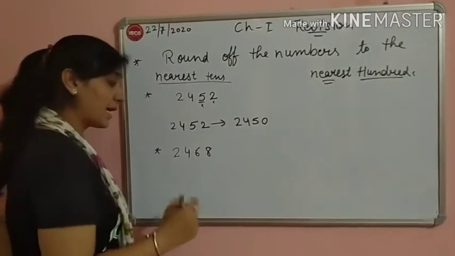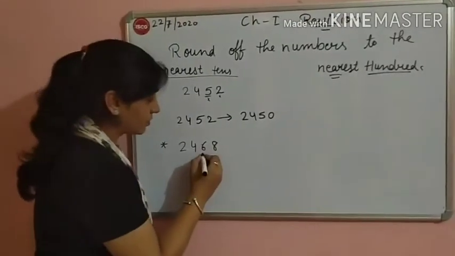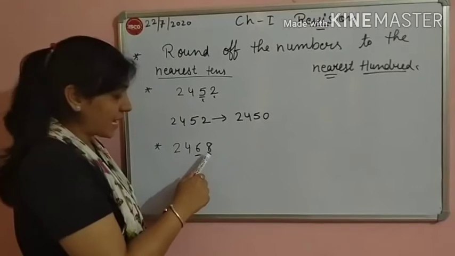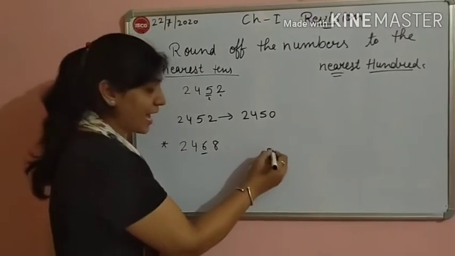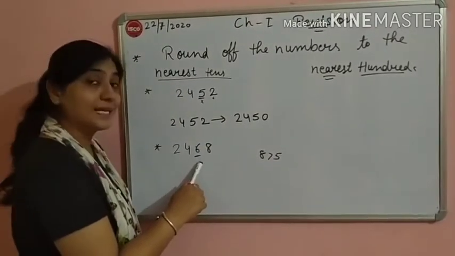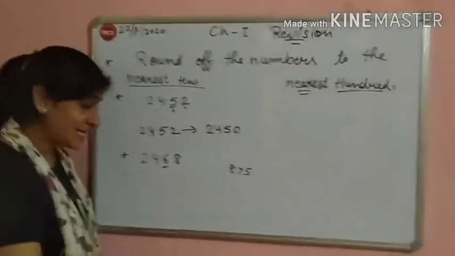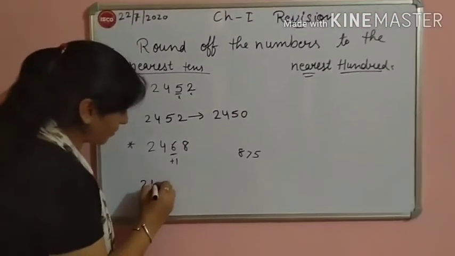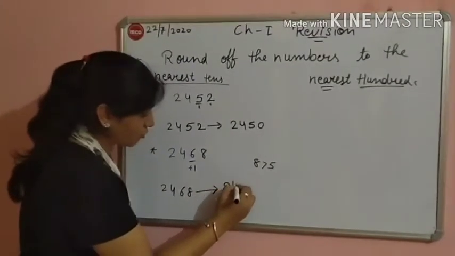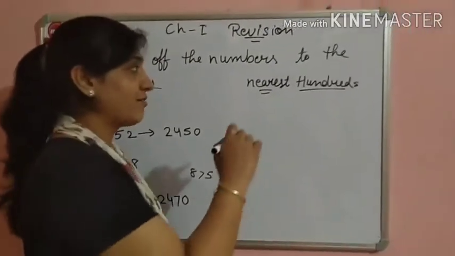I am taking one more example, the same, 2468. Again we have to round off this number to the nearest tens. See, I have to check the right side digit of the tens place, and what is it? It is 8 and it is more than 5. So we have to add 1 in the tens place digit. It means there is a change. So 68 is rounded up to 70. So this number, 2468, is rounded up to 2470.